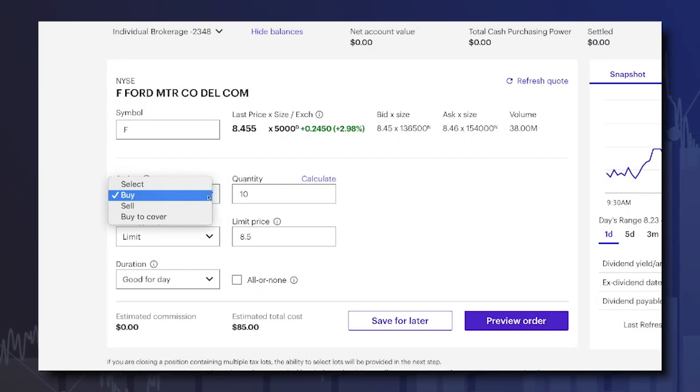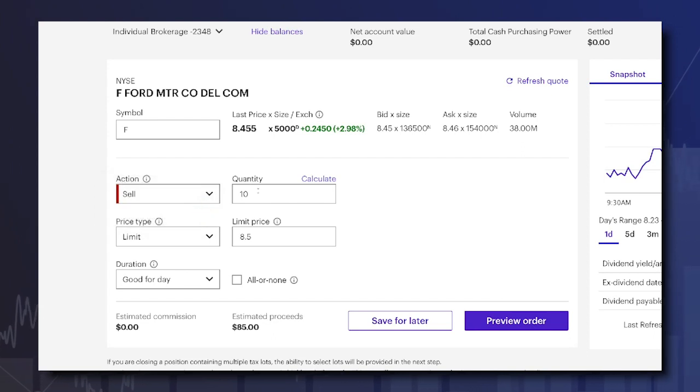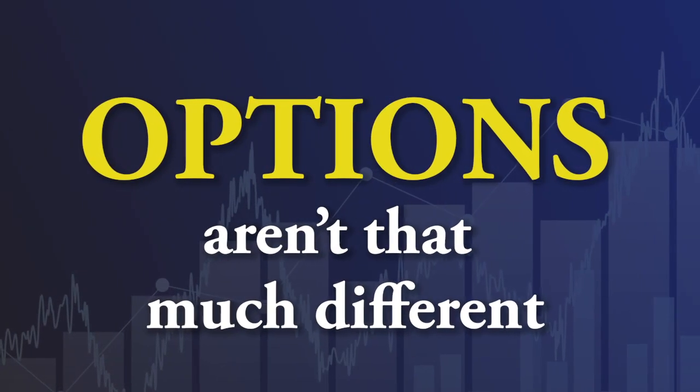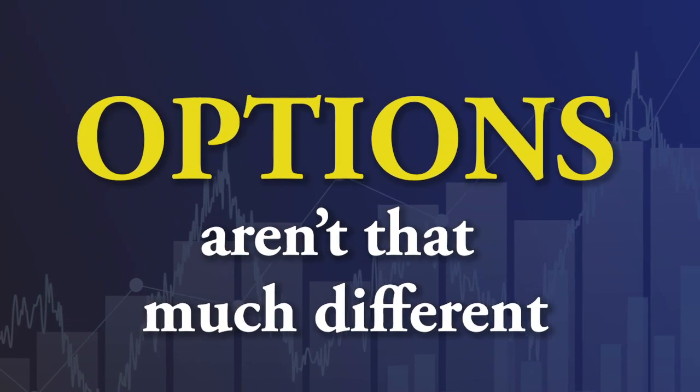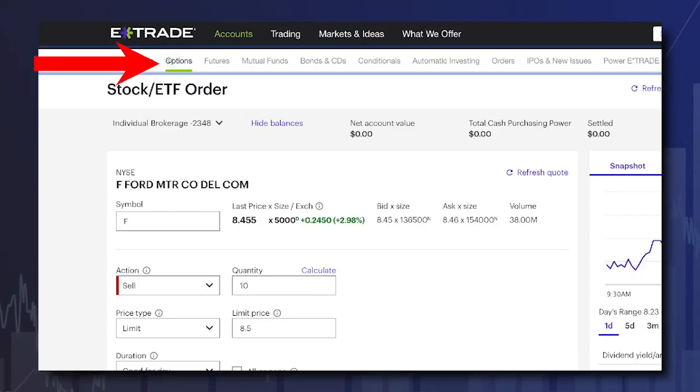Selling is just the opposite. You come in here and hit sell. It'll show you how many shares you have in your portfolio. Sell as many as you want, all of them, just one of them. Set your limit type, hit it, and you're done. It's that simple. And really, options aren't that much different either. We can do the same thing. We can go over here, click options.